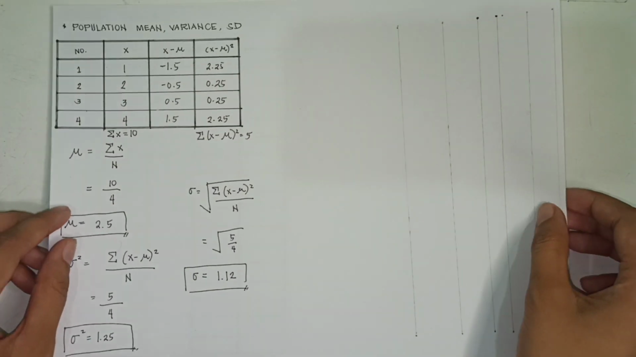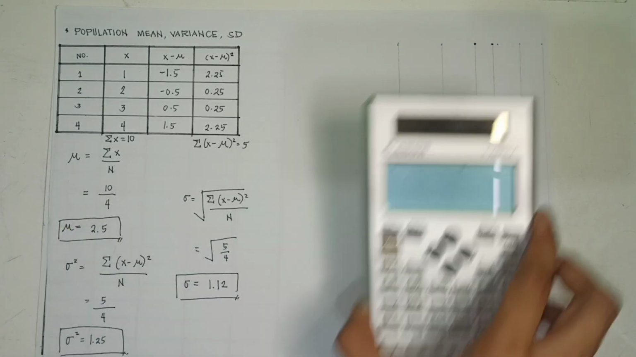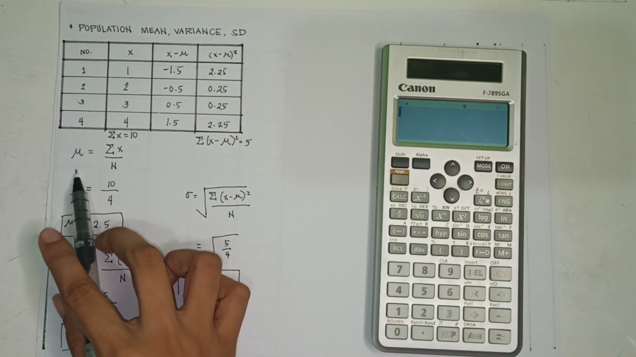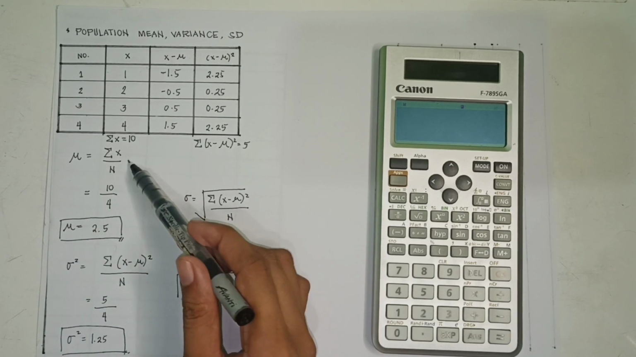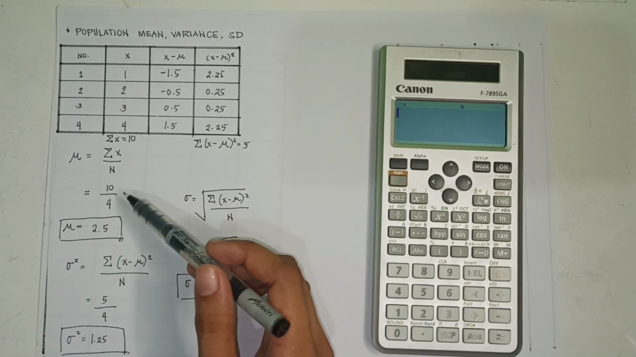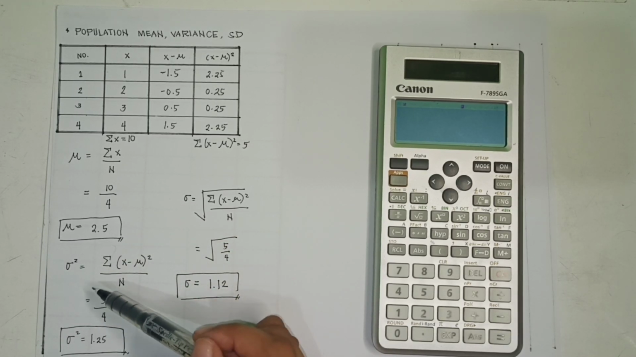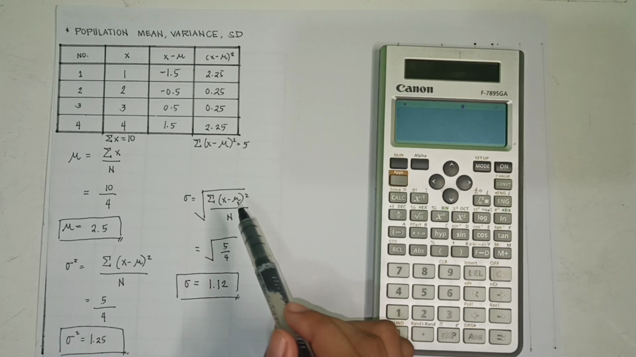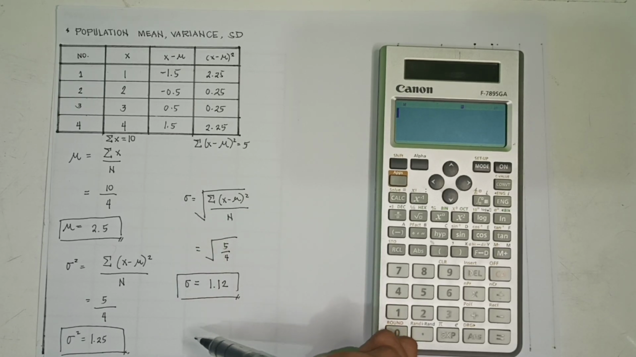Okay. So, first step is kunin muna natin yung population, mean, variance, and SD. Again, to solve for population mean, we have mu is equal to summation of x over capital letter N, where x is the data and N is the population size. And for sigma squared or population variance, we have sigma squared is equal to the summation of x minus mu squared over N. And for the standard deviation, just simply get the square root of our population variance.